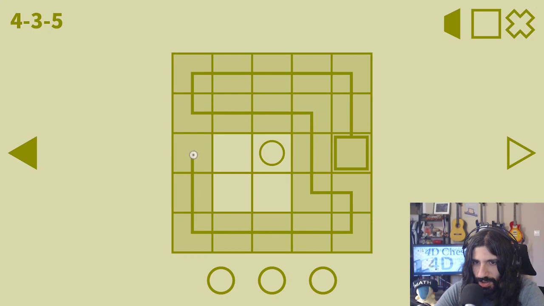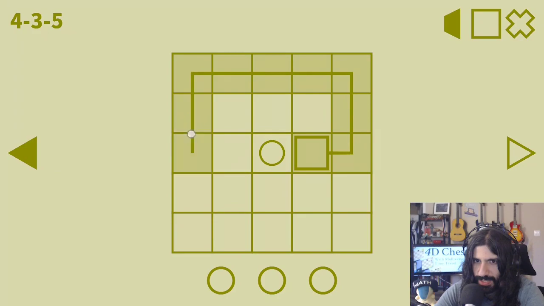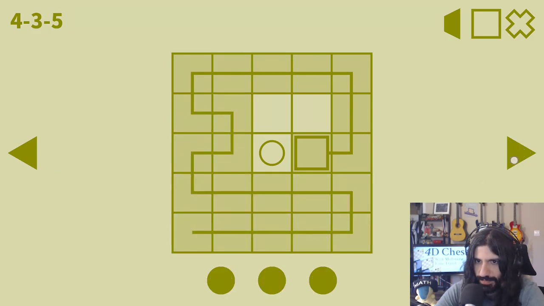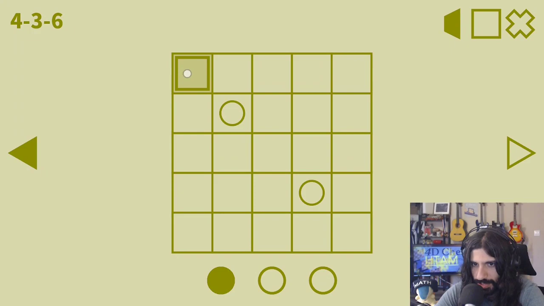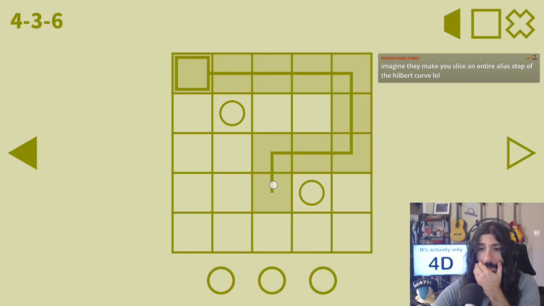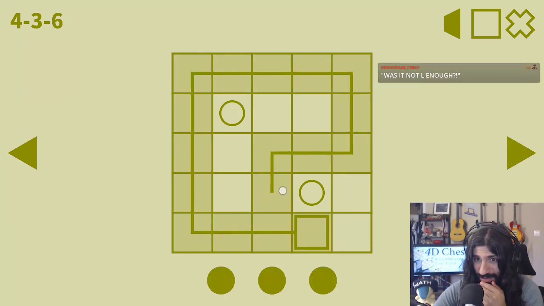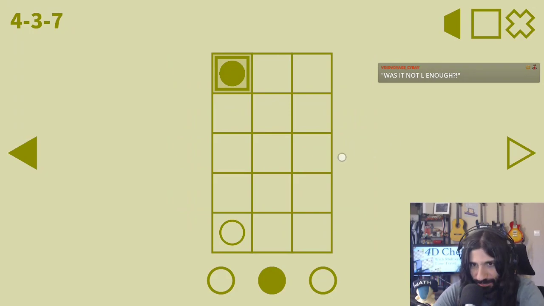I'm failing. Hold on, the circle doesn't have to be the center of the L, right? So, what if we did like this? Yay! Oh, jeez. Let's go this way. Okay, hold on. All right. All I have to do is this. Yay! Okay. All right.